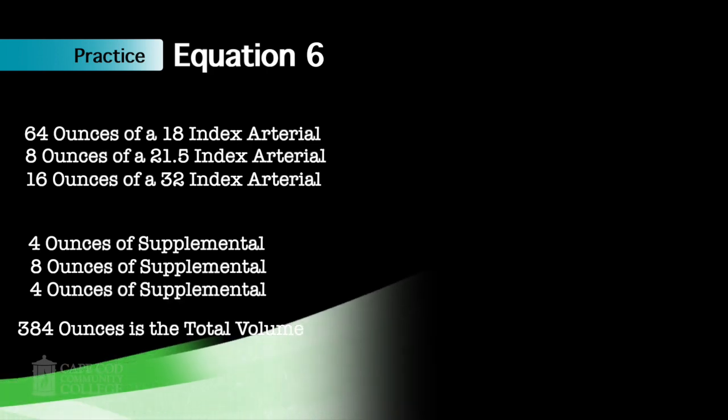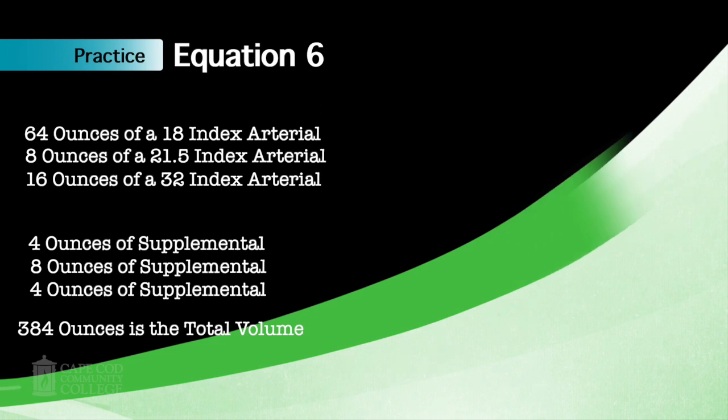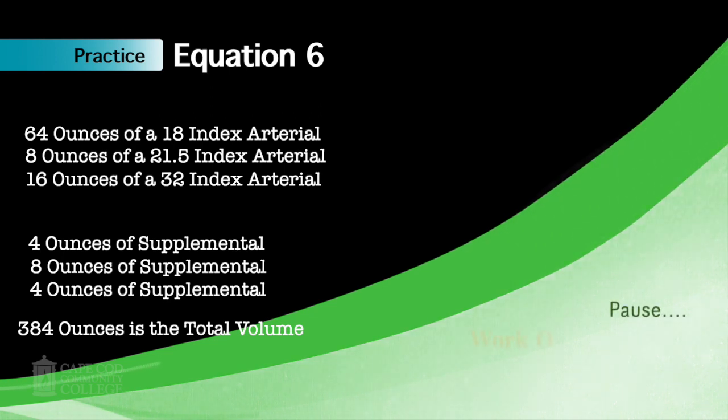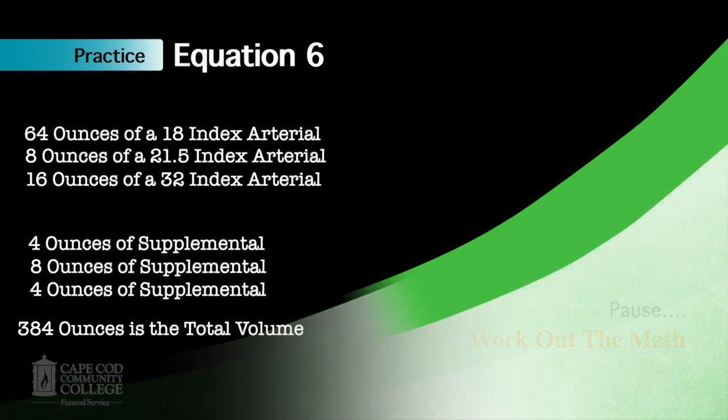For the first solution, we're just going to keep this simple. Using the same amount of arterial that you see on the screen, so 64, 8, and 16, adding them together, how much of an index do we need in order to obtain a 2% solution? At this point, pause the video. When we return, we'll give you the answer and how to work this all out.